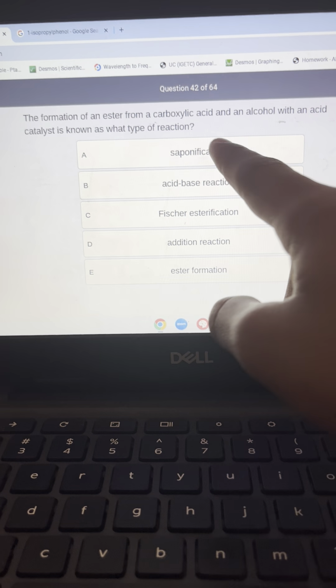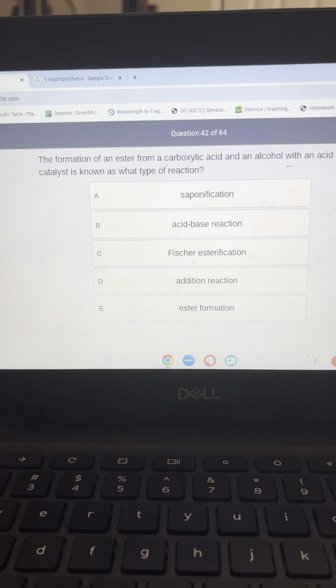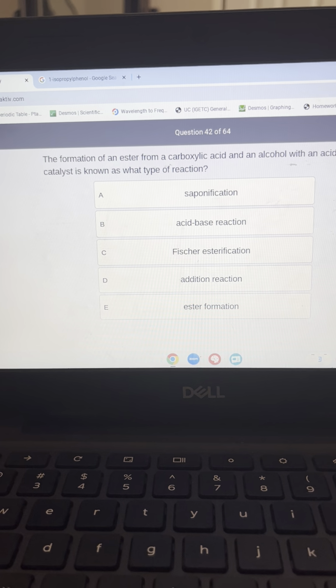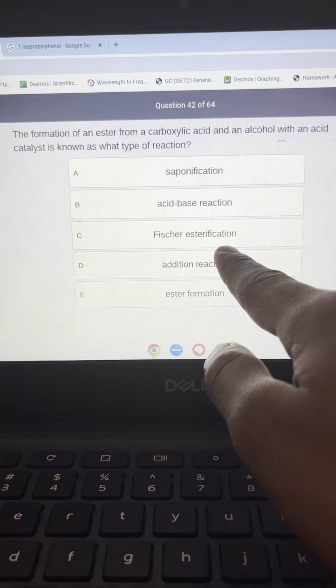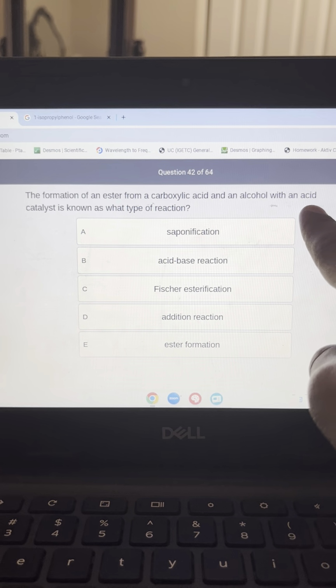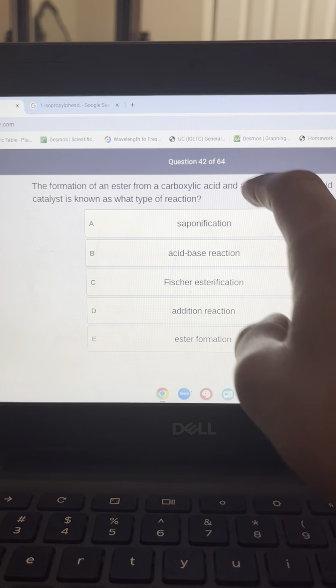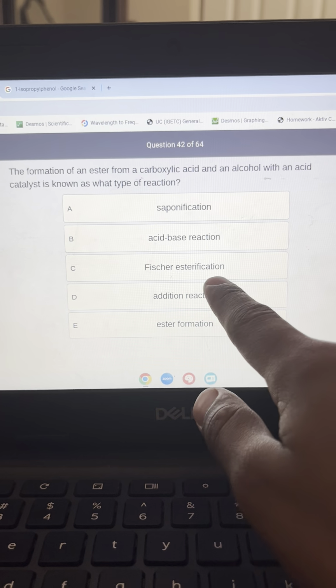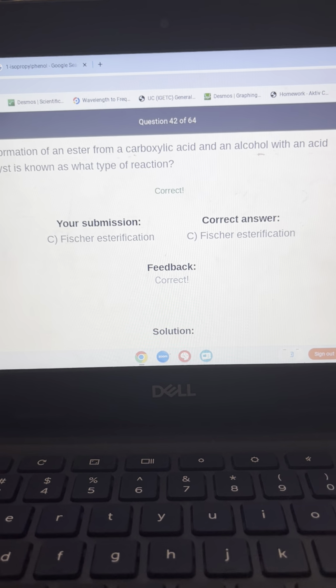So the formation of an ester from a carboxylic acid and alcohol with an acid catalyst is known as what kind of reaction? Remember, it's called esterification, because we are turning a carboxylic acid, with an alcohol added, into an ester. So esterification, just remember that. Or you can just remember the Fischer part.